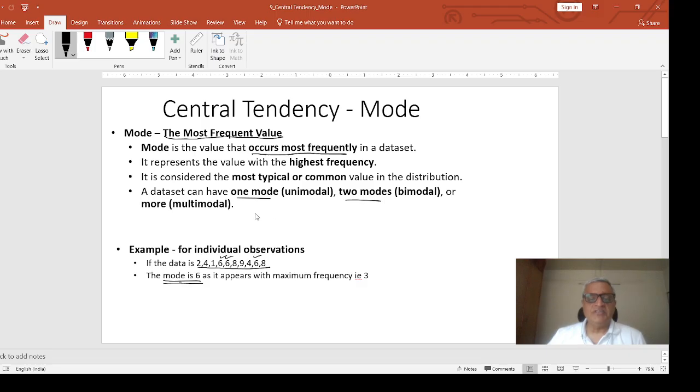For example, if I have a data set 3, 3, 2, 2, 1, 6, 8, 9, then what is my mode? Now you see, in this case, I have 3 occurring twice, 2 occurring twice. So my mode is 3 and 2. So this data set becomes a bimodal data set because it has two modes, right? So this is what it is.